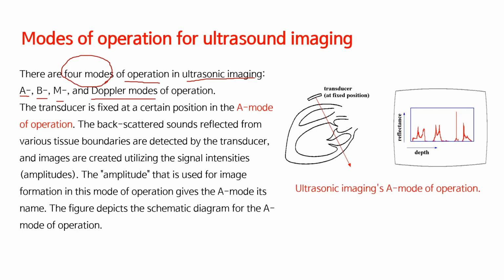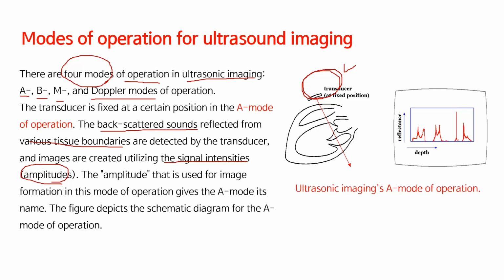The transducer is fixed at a certain position in the A mode of operation. The backscattered sounds reflected from various tissue boundaries are detected by the transducer, and the images are created utilizing the signal intensities, the various amplitudes of the sound wave.